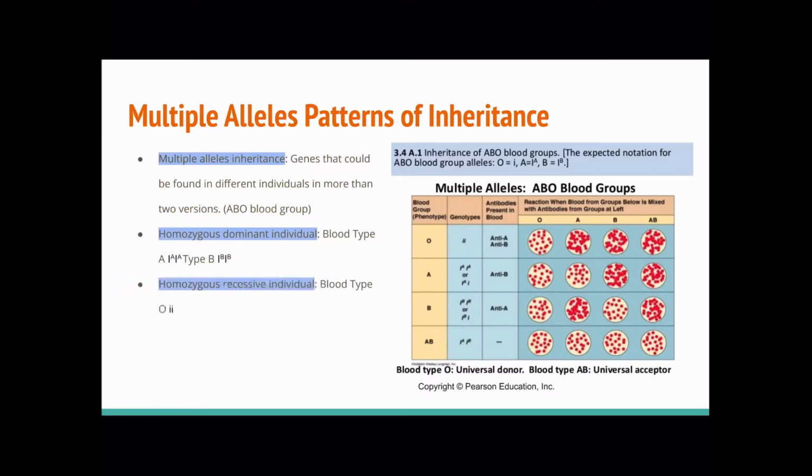The homozygous recessive individual in this case is the blood type O with the genotype small i, small i. And the heterozygous individual examples in this case are the blood type A with the genotype I^A i, the blood type B with the genotype I^B i, and the type AB blood with the genotype I^A I^B.